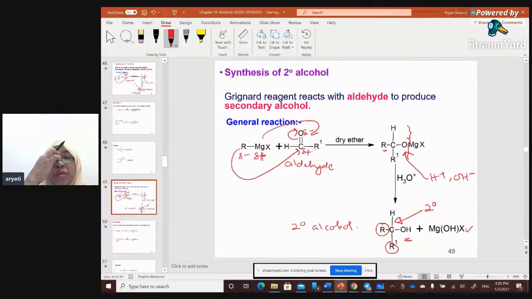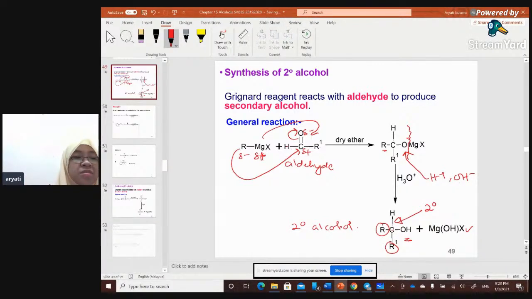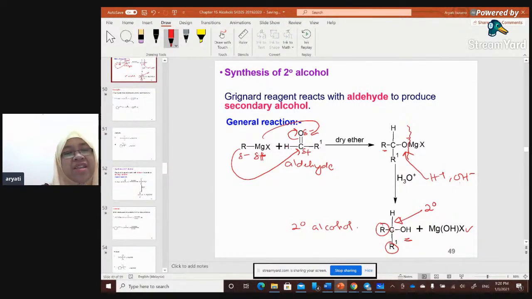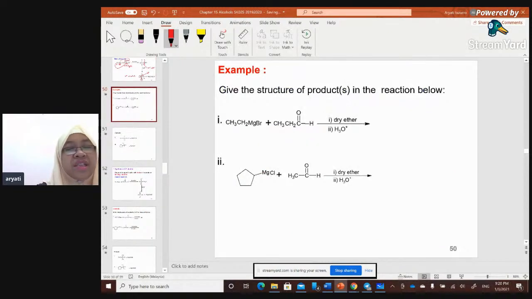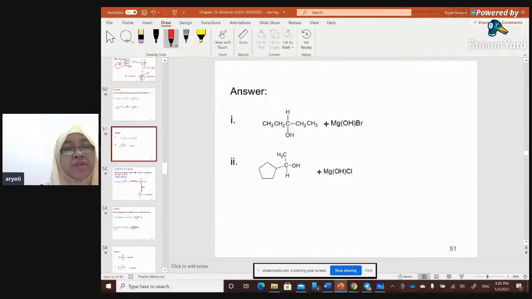Okay, seperti ini, yang ni saya tak perlu ajar pun sebab kita baru je dah chapter hydroxy. So boring kan, kita repeat banyak kali. So this is the example, so kamu boleh cuba because of the answer is already given.